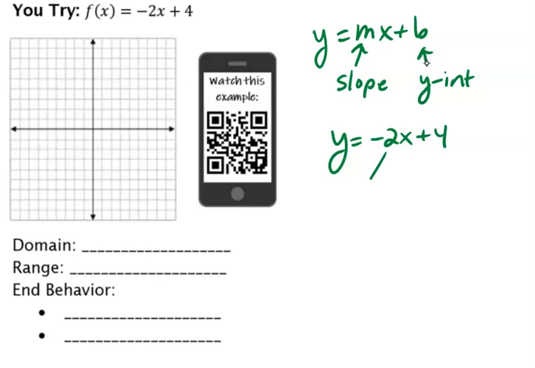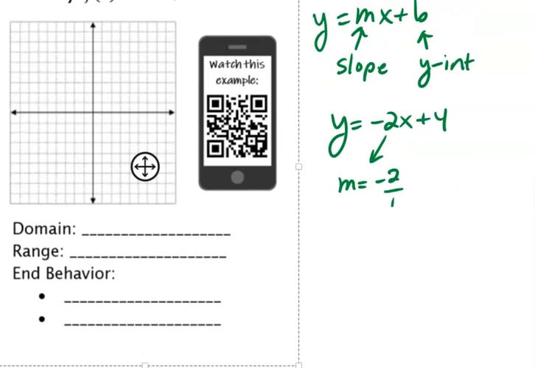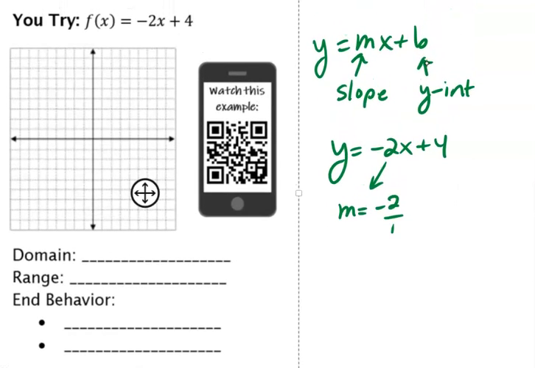So our line is y equals negative 2x plus 4. So that means our slope is negative 2. And if you want to think of it as negative 2 over 1 so that you can see both the rise and the run, you can do that. And then our y-intercept is 4.